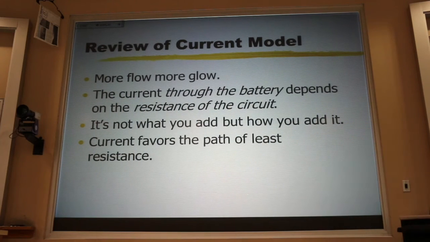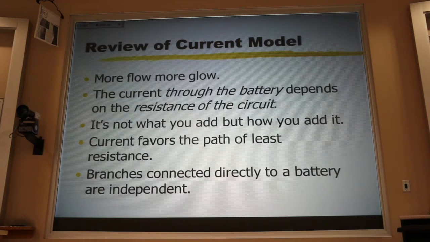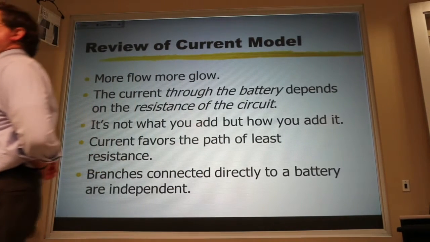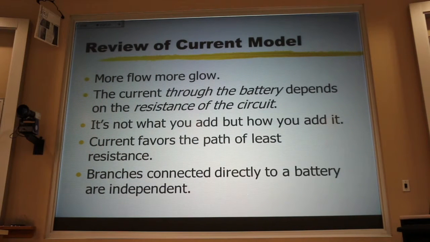And the final piece, the piece that we didn't get to on Wednesday, is the piece that we can't justify. It's just an observation. Branches that are parallel across the battery are independent of each other. I can hit one with a hammer, I can drive a truck over it. The other branch doesn't care. And that's our model. That's not just part of our model, that's it. That's the whole shooting match.